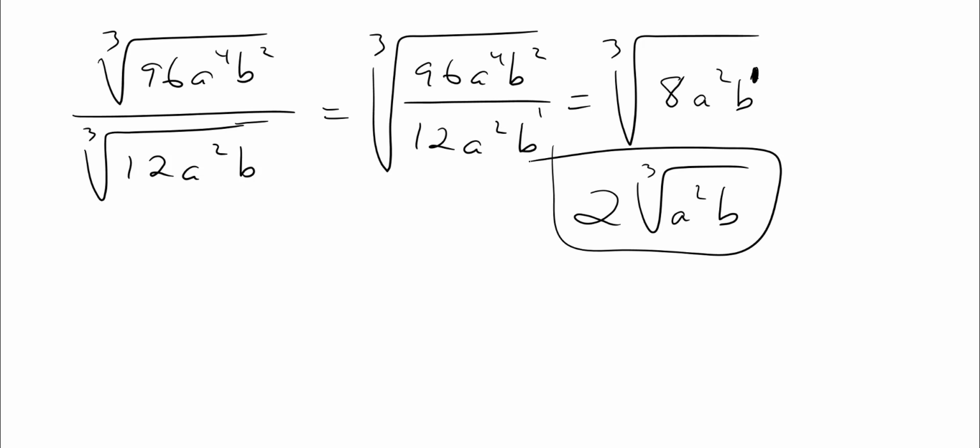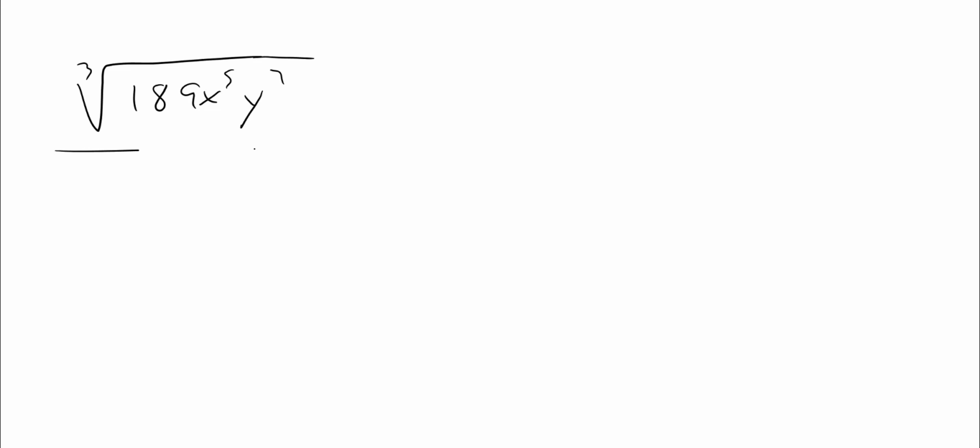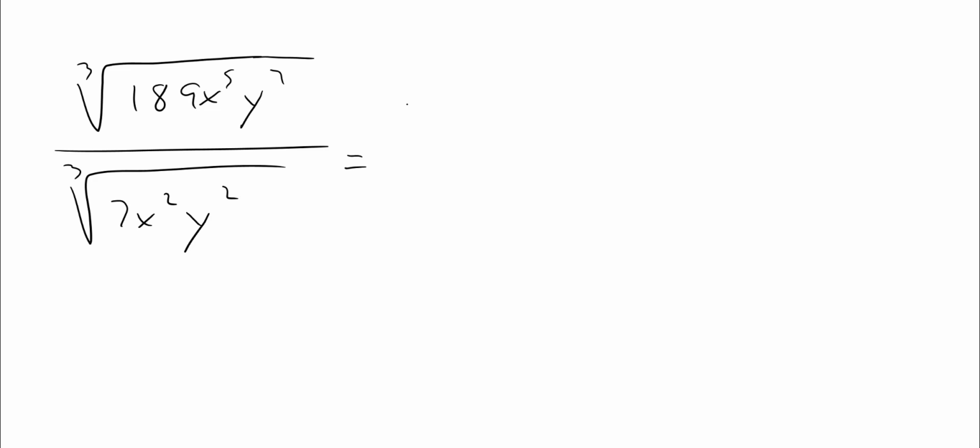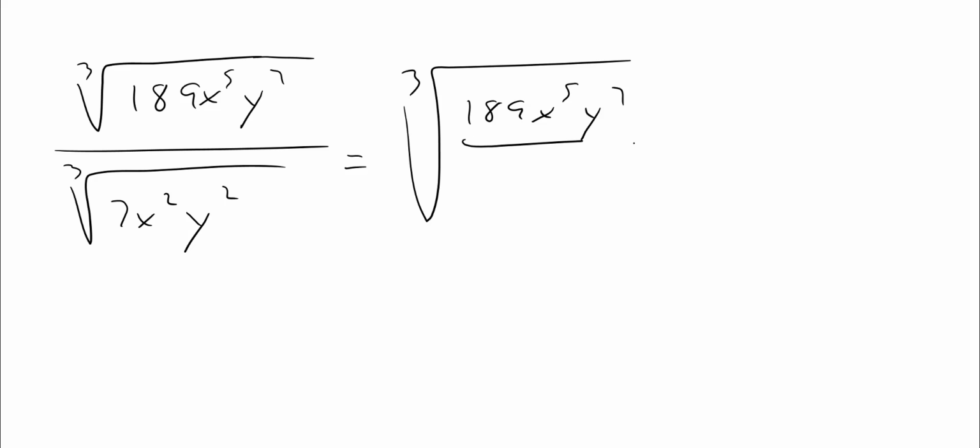Okay. All right, and then the other one for homework was this one. The cube root of 189 x to the fifth y to the seventh over the cube root of 7x squared y squared. Okay, one cube root. So 189 x to the fifth y to the seventh over 7x squared y squared.